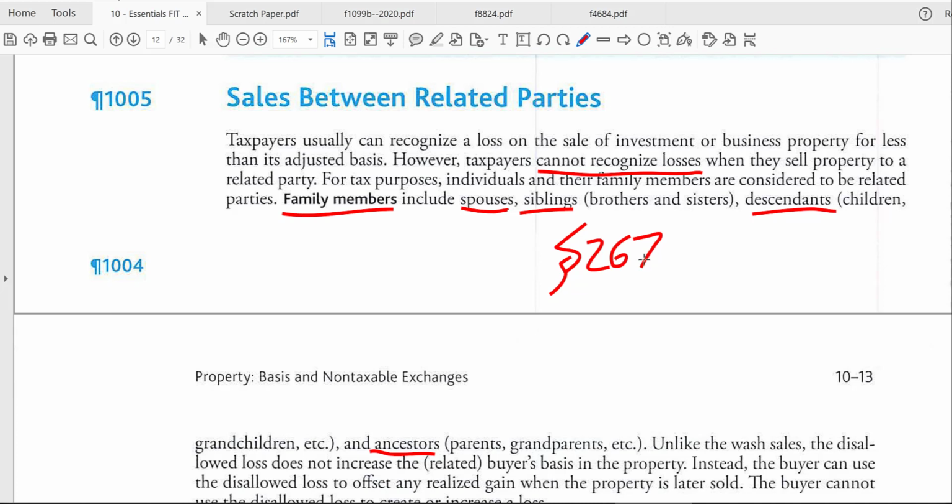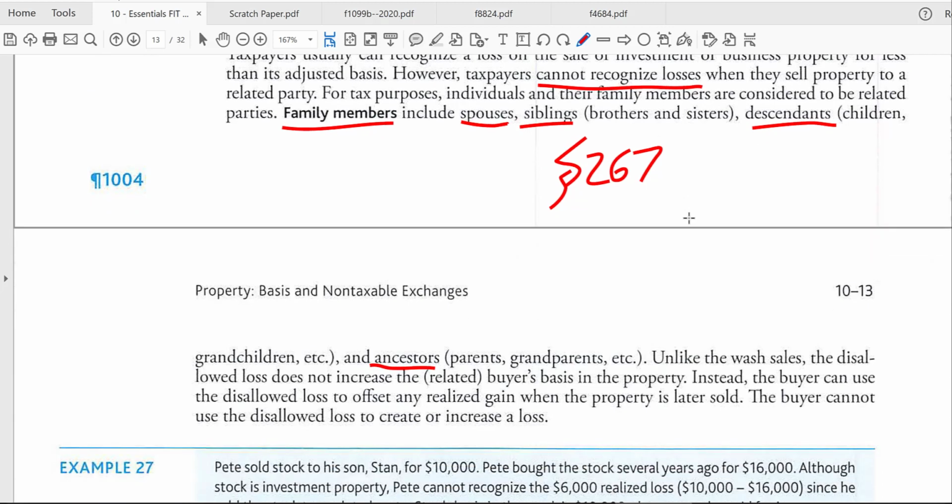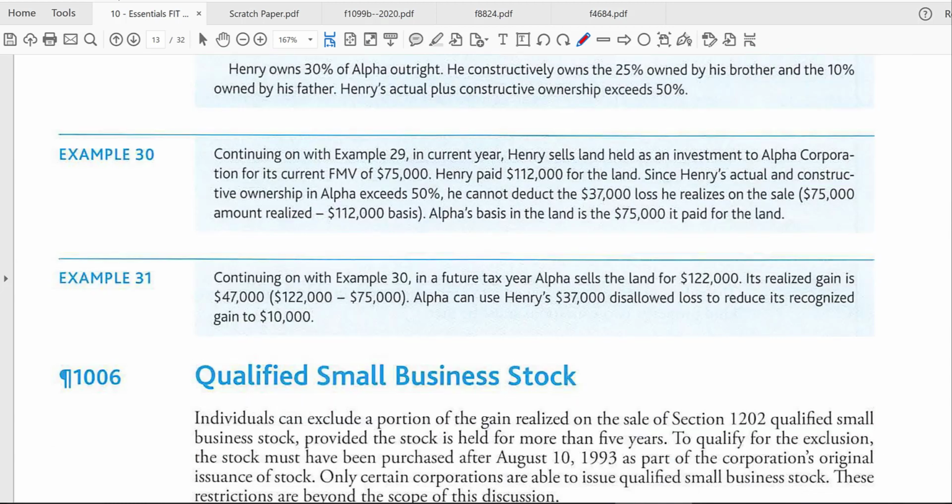But then, if the related party sells the property later on and they have a gain, they can use your postponed loss to the extent of their gain. Okay. Now, if your related party sells it at a loss, they cannot utilize your loss. That loss is really lost. Now, you don't get the benefit of the loss. Again, the loss will transfer to the related person who bought your property. And if they sell it again at a gain, now they can use your loss to the extent of the gain they have.